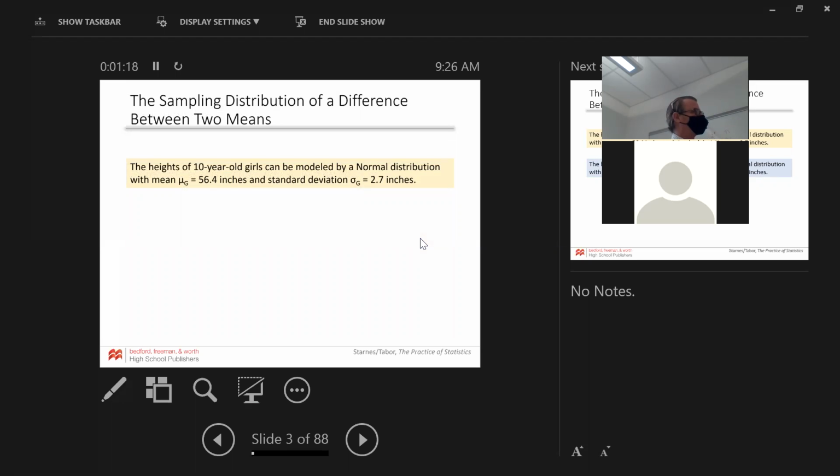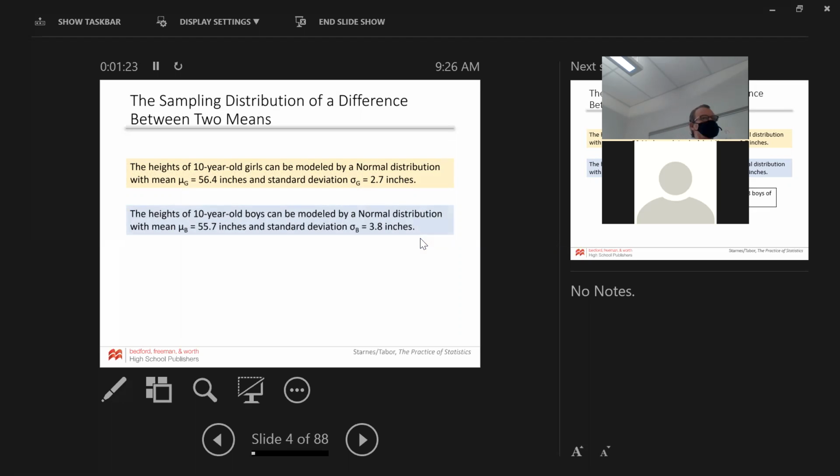So we're going to compare these two, 10-year-old girls and 10-year-old boys. Does this make sense to you? We want to build this curve that's the difference in heights. So if I go over here to this curve and just mark it up, it's drawing the curve. Boys take away girls, or it could be girls take away boys. Doesn't matter.